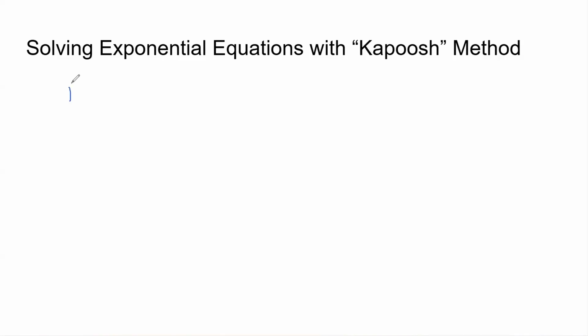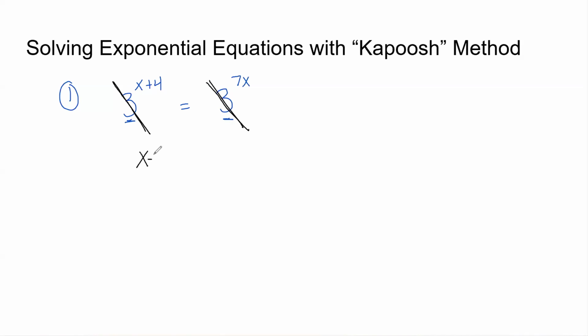So example 1, let's have 3 to the x plus 4 equals 3 to the 7x. See how we have a base of 3 on both sides. That means you get to kapoosh it. So they can just go away. That is totally fine. Kapoosh, kapoosh. If they're the same, you kapoosh once, twice, done.